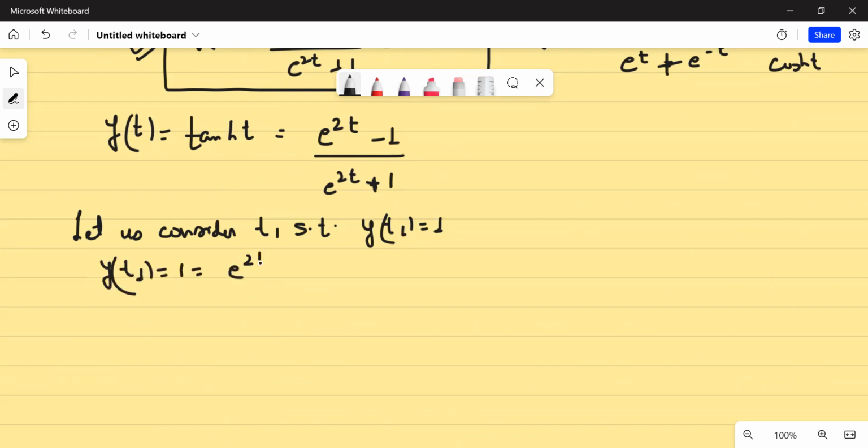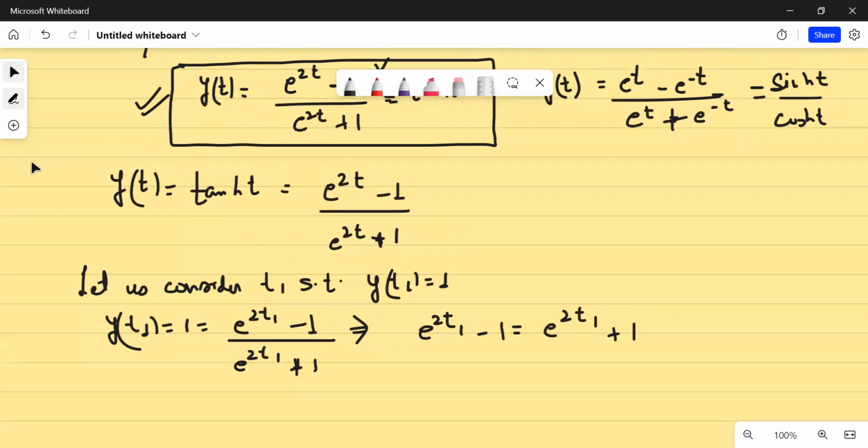It implies e की power 2t1 minus 1 upon e की power 2t1 plus 1 would be equal to 1. Is that clear? And it implies what? It implies e की power 2t1 minus 1 is equal to e की power 2t1 plus 1. Is that clear?